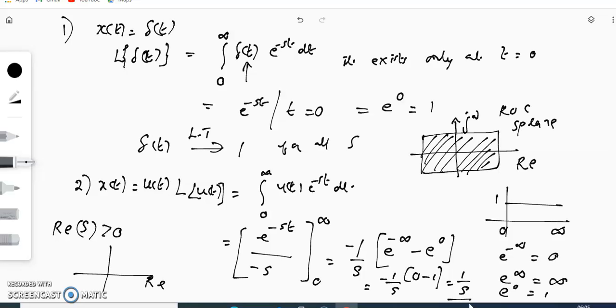That means, on the x-axis, this is the real part. This is the negative real part, isn't it? So if the real part is greater than 0, this will be the area. This is the imaginary part. So this is the ROC for 1 by s. Similarly, you can find the ROC for every signal by using this equation alone.